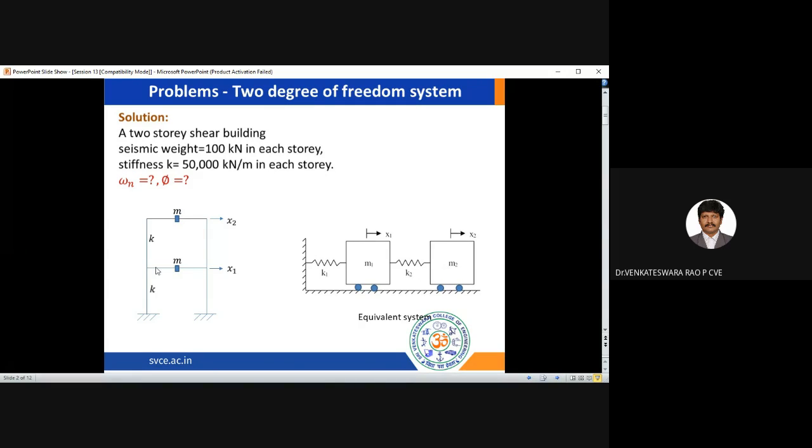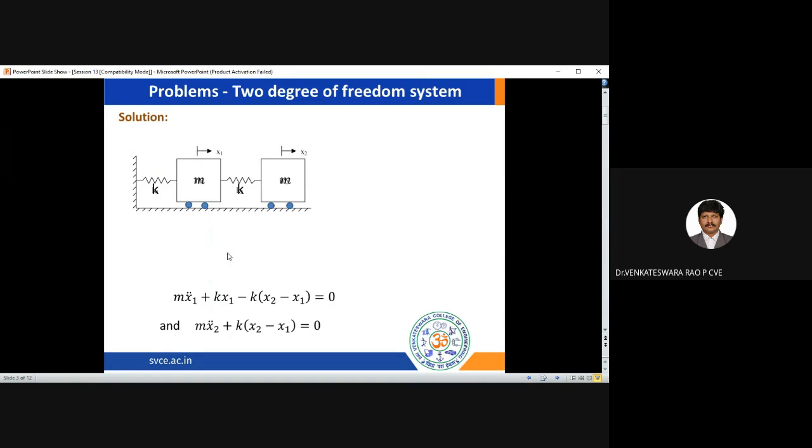So the stiffness is K2, and the second mass, the topmost mass, is M2. In this problem it is given as M only, but generally I take M1, M2, K1, K2, and x1, x2, the displacements. For the first mass the displacement is x1, and for the second mass the displacement is x2. The same thing we have considered here. Now I have replaced K1 by K and K2 by K, because that is what is given in the problem. Similarly, M1 by M and M2 by M, with displacements x1, x2.